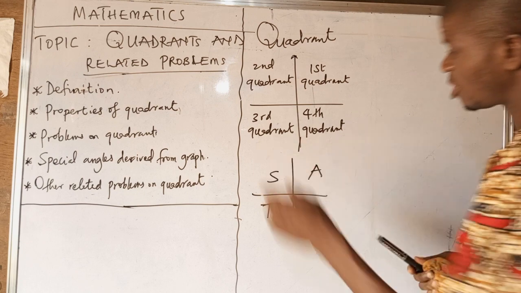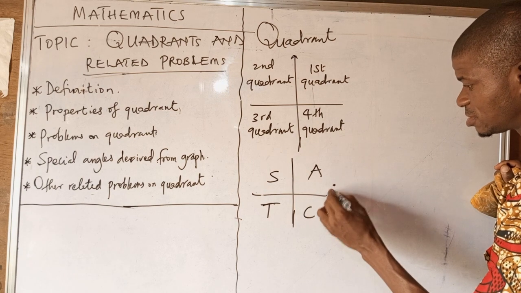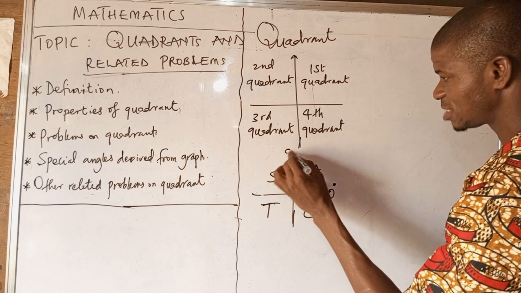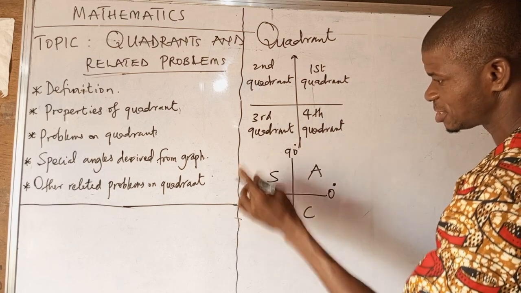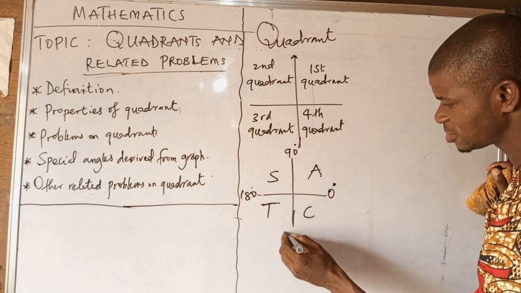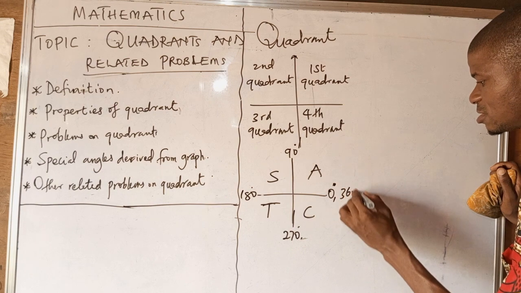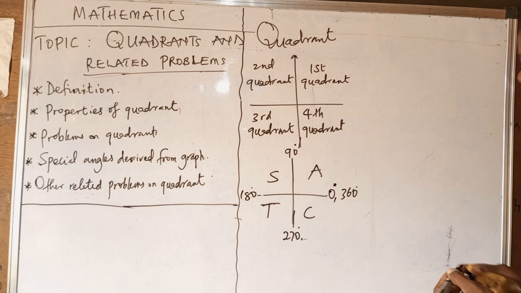Now, for each of the quadrants, if you take it from the form of rotation, this is 0 degrees. This is 90 degrees. 90 plus 90, this is 180 degrees. 180 plus 90, this is 270 degrees. And back towards 360 degrees. That gives us a complete rotation.